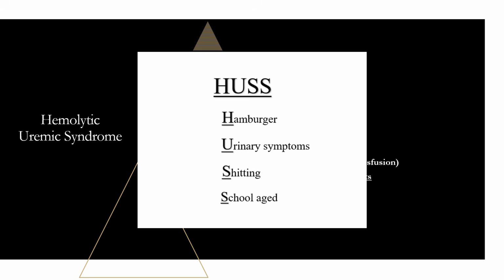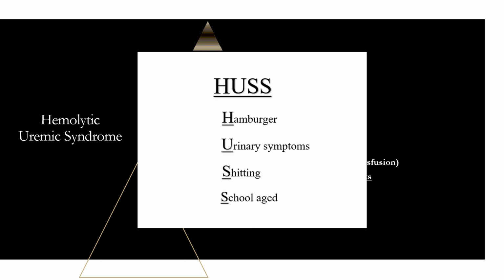So hamburger, like I mentioned before, undercooked, they ingested E. coli, and that's likely going to be in the vignette. It helps you remember E. coli is involved, that E. coli 0157. So you remember hamburger, undercooked, and that's what exposed them to E. coli. And then urinary symptoms. Remember, this involves the kidneys, so hematuria, oliguria, whatever it is, they're going to mention some urinary complaint.